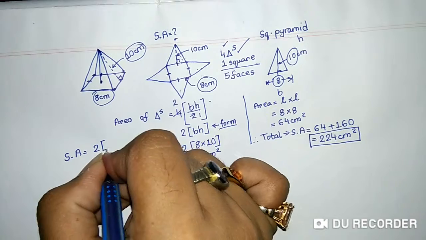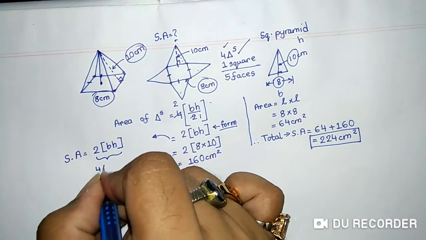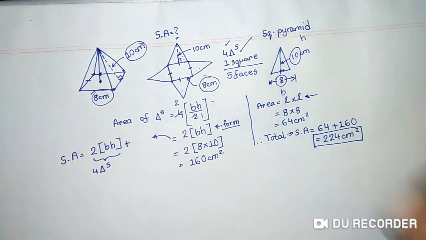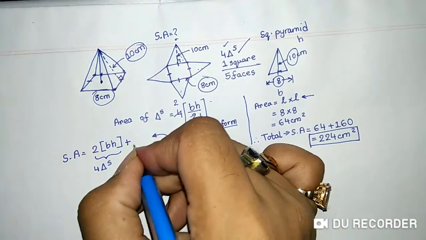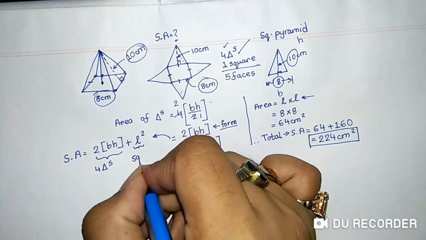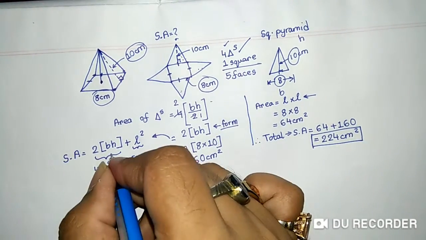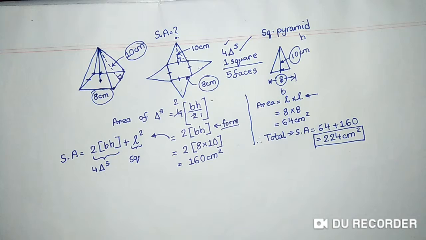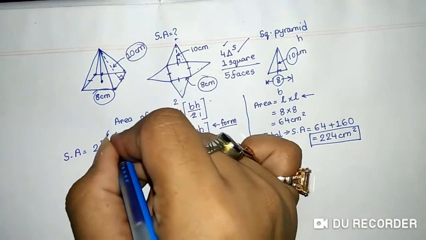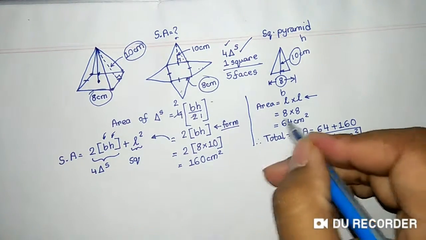Surface area is 2 base times height, because this is giving me the area of the 4 triangles, plus the formula for the area of the square, which is going to be L square. This gives me the area of the square. So don't you think if I apply this formula directly, whenever a square pyramid comes, I'm going to get the answer? Yes, of course. Base is 8, height is going to be 10, and you know the length is also 8.